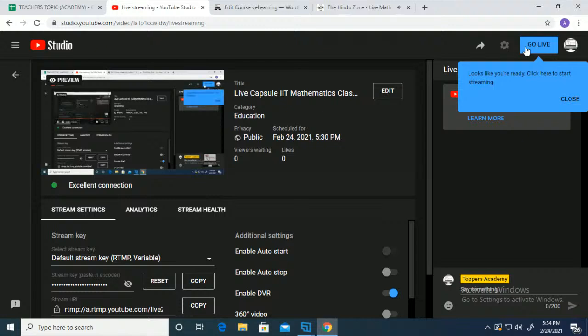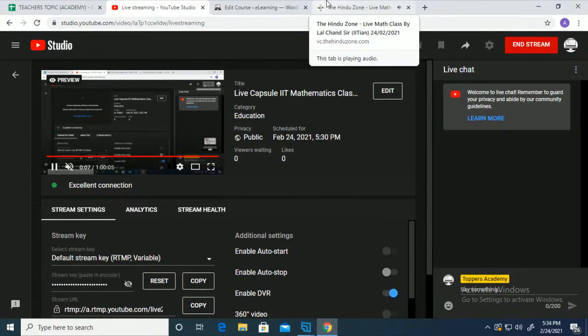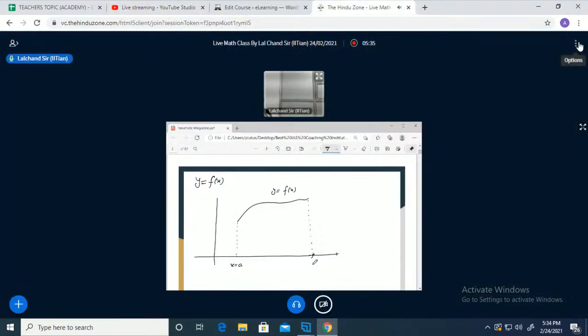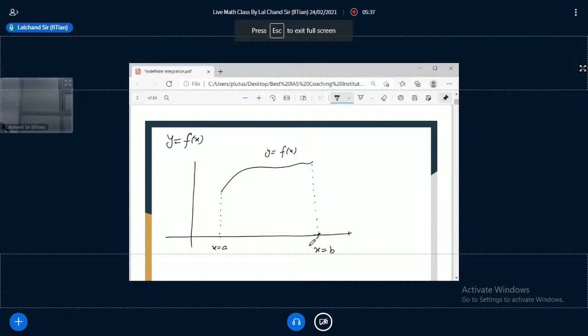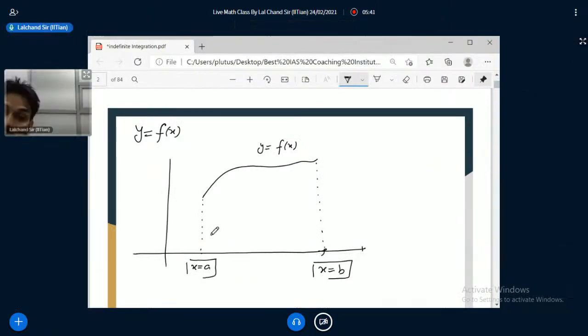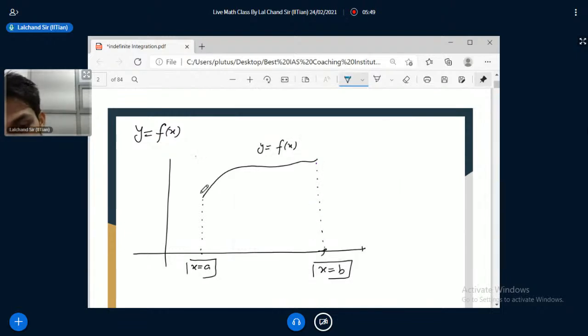y equal to f(x), and this boundary is x equal to a, and this boundary is x equal to b. Okay, if we divide this segment of line from a to b into infinitely small segments by straight lines that are parallel to the y-axis, like this.